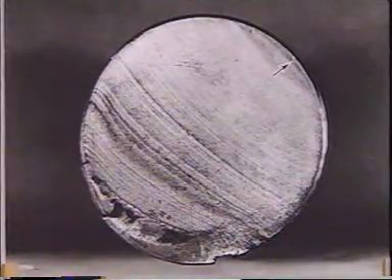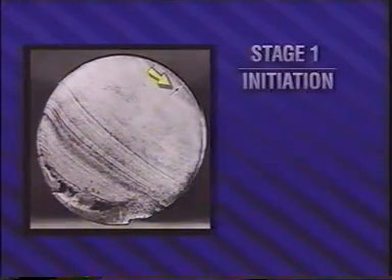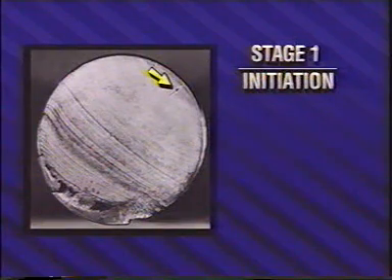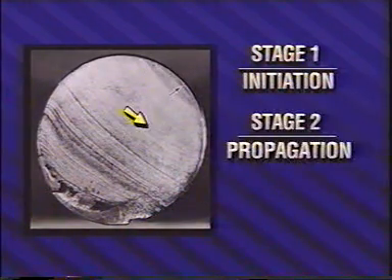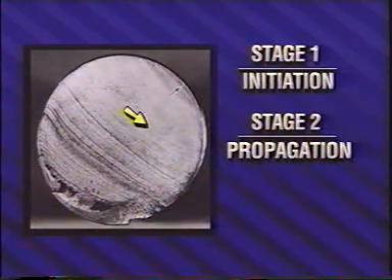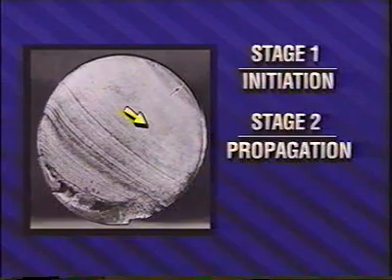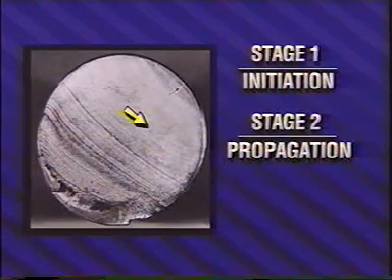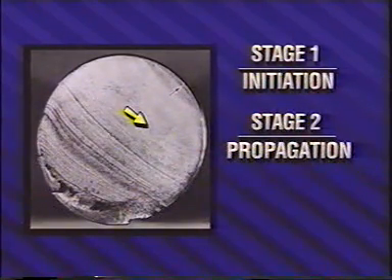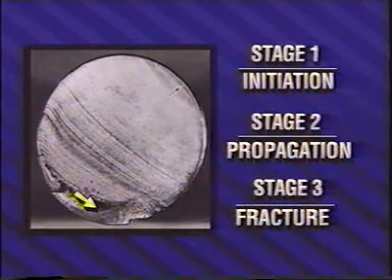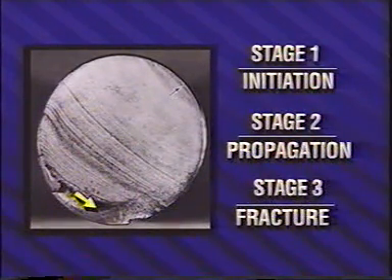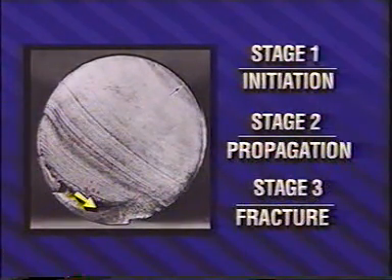Fatigue fracture is a process occurring in 3 stages. 1, initiation. The repetitive stressing causes submicroscopic damage to the metal's crystal structure, leading to microcracks. 2, propagation. The microcracks grow deeper into the metal until the remaining uncracked section of the part becomes too weak to carry the load. 3, fracture. Sudden final rupture of the remaining cross-section of the part.